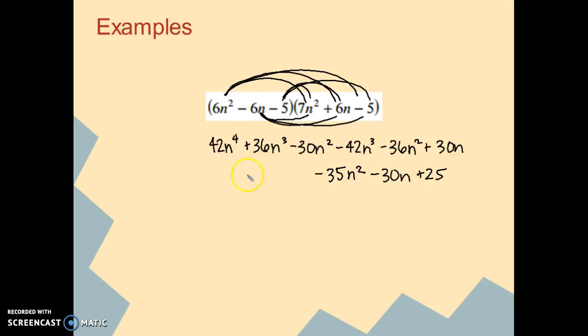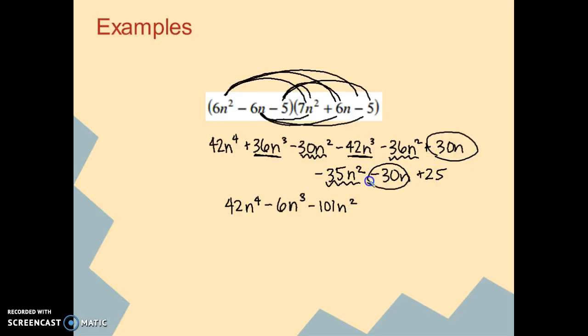Now I have one super long polynomial that I'm going to combine by like terms. So I don't have any other n to the 4th, so 42n to the 4th. I have a 36n cubed and a negative 42n cubed. So I have, what is that, negative 6n cubed. And I have negative 30n squared, negative 36n squared, and negative 35n squared. So that is negative 101n squared, I believe. And I have a 30n and a negative 30n, which actually cancel out to 0. And then I have plus 25.